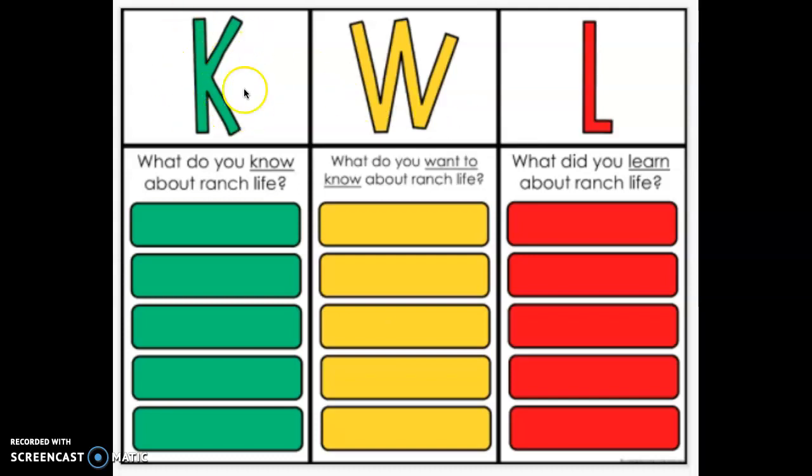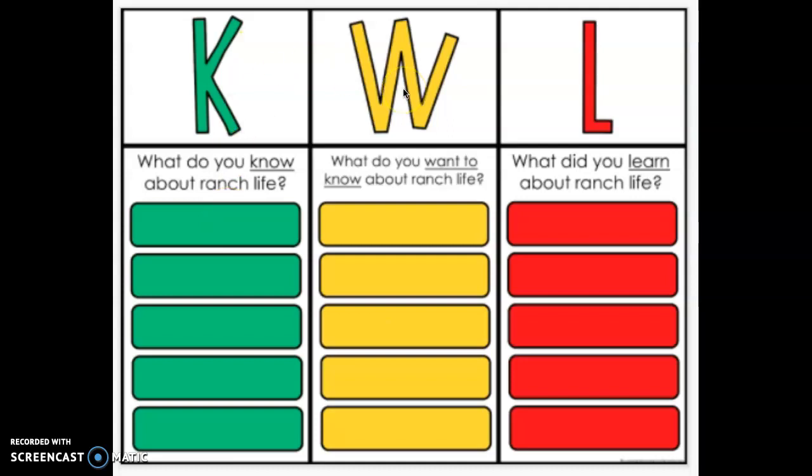So the first column with the K stands for know, like you know it in your brain. So this is where you fill out things that you already know about the topic. So today guys, we're talking about farms. So here we're going to be filling out some things that we already know about farms, okay? Because it's probably a lot.